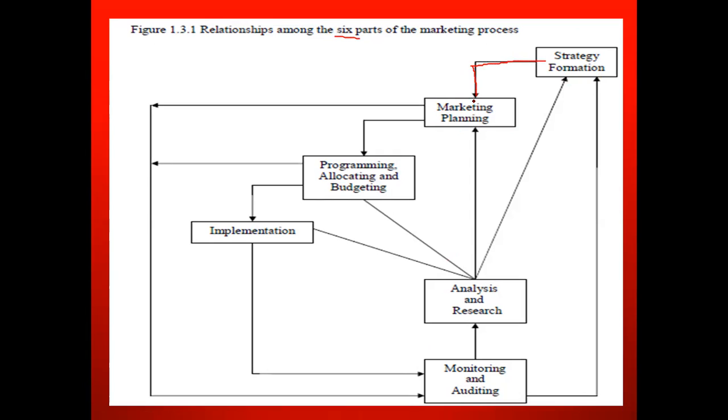So once your marketing planning is done, you approach budgeting, programming and allocating of the products and services, right? Once this programming, allocating and budgeting is done, it is ready for the implementation, right? Next, once the implementation is done, what are you going for? You are going for monitoring and also the planning.